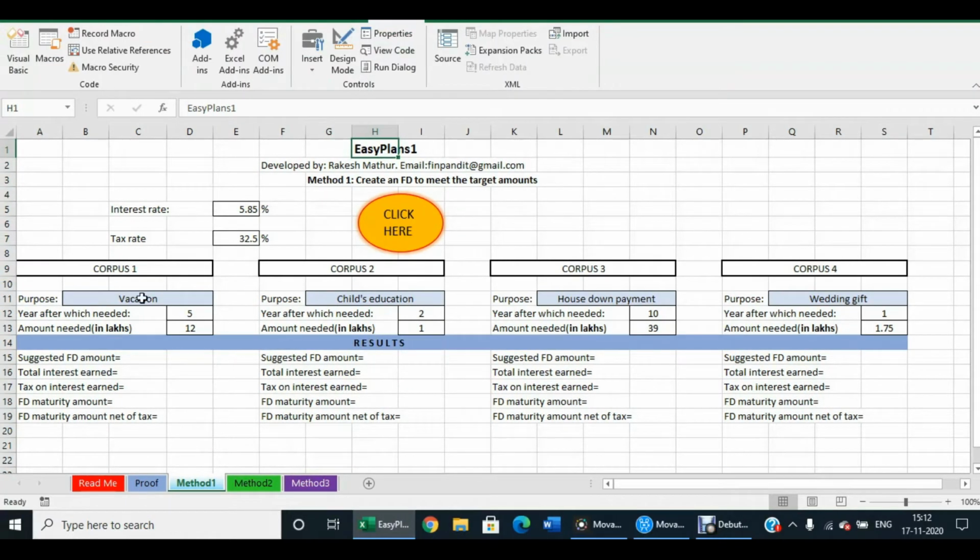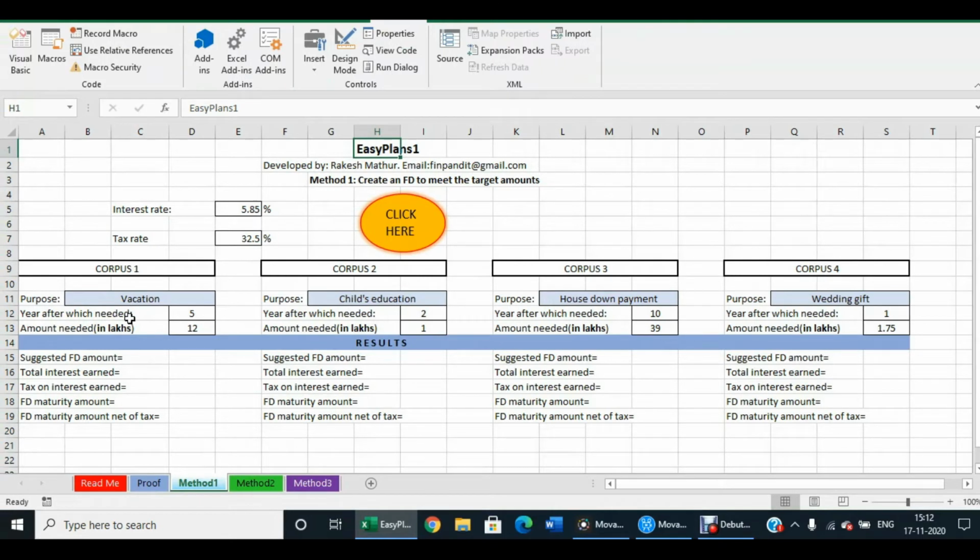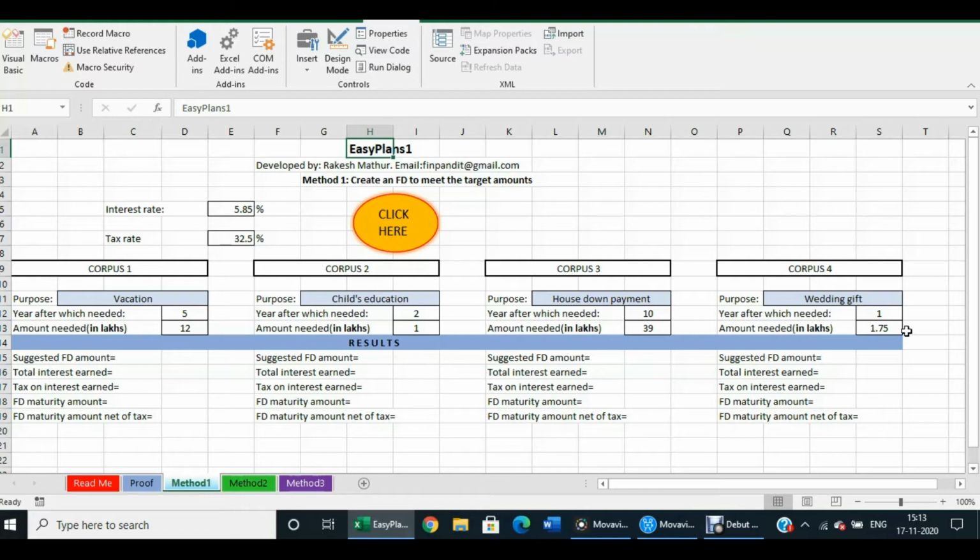So here we have 4 requirements. The first requirement is for a vacation which we plan to have after 5 years, and we have budgeted an amount of 12 lakh rupees for it. The second requirement is for the child's education, and we need it after 2 years, and an amount is 1 lakh rupees. We also need to plan to have an amount of 39 lakh rupees after 10 years for making a house down payment. And after 1 year, we are expecting a wedding to take place in which we propose to give a gift of 1.75 lakhs.